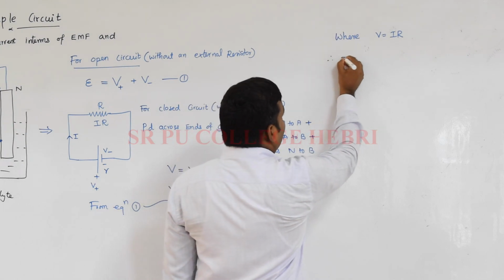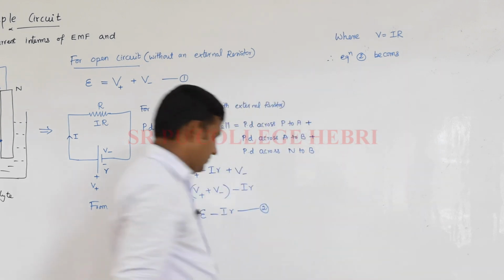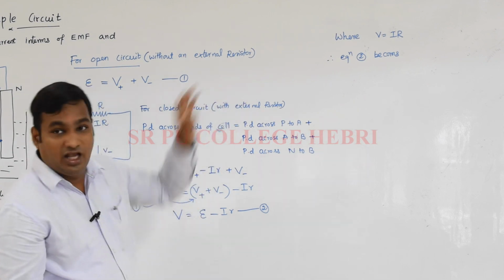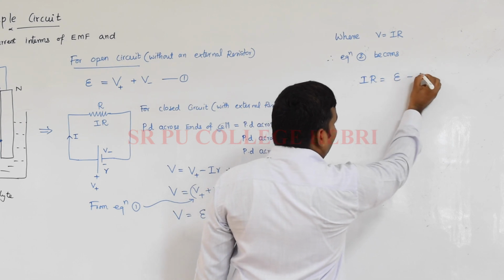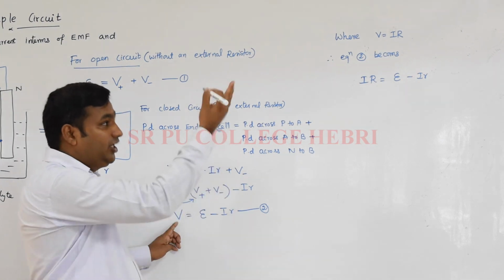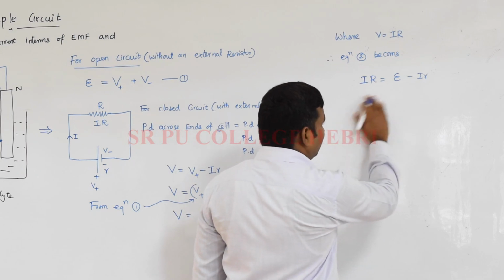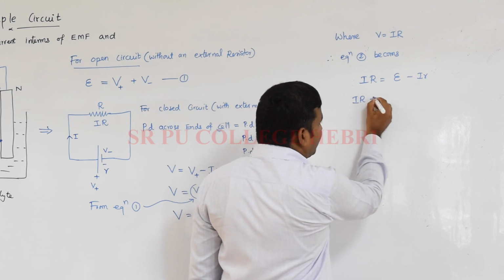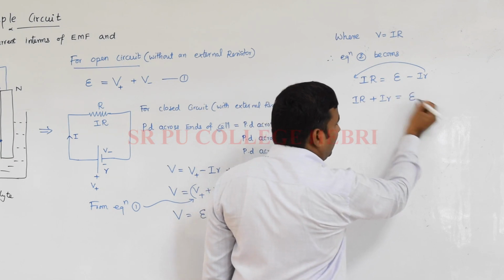Therefore, equation 2 becomes V is equal to E minus I r. In place of V, what do I take? I into R. It becomes I into R is equal to E minus I r. So equation 2 is converted like this. After rearranging this, I into R plus I into small r, taken to this side, is equal to EMF.